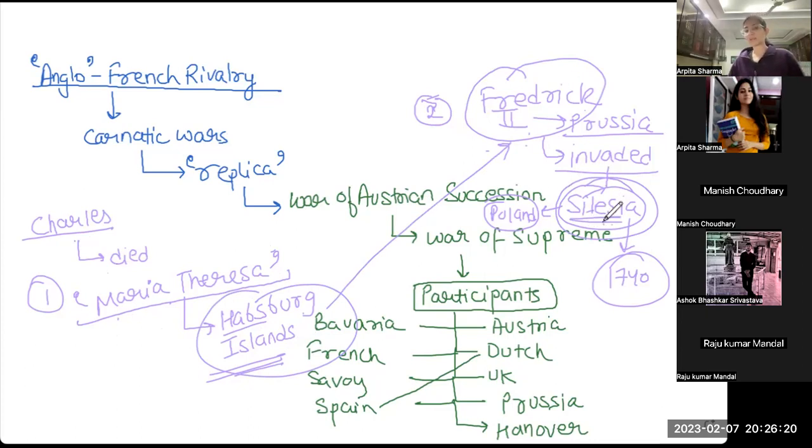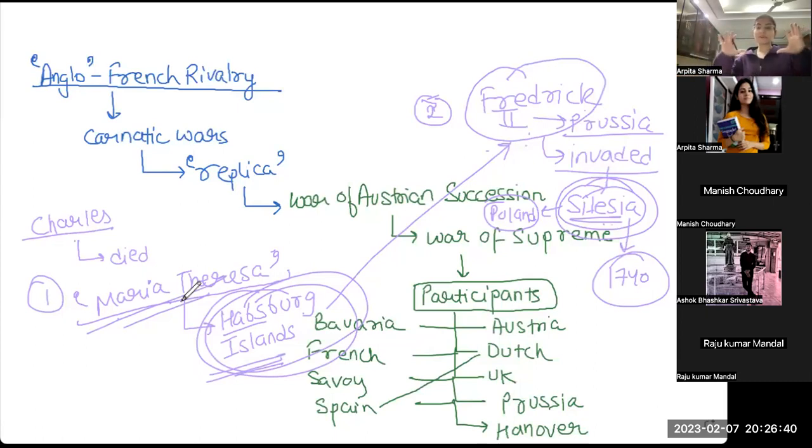When he invaded this particular region in Poland, he won it and took control of the Habsburg Islands, and Maria Theresa was not happy about it. And that is why all this war and hullabaloo started. So on one side there were the British, on the other side the French. At one angle there were the Dutch, on the other side there was Spain.